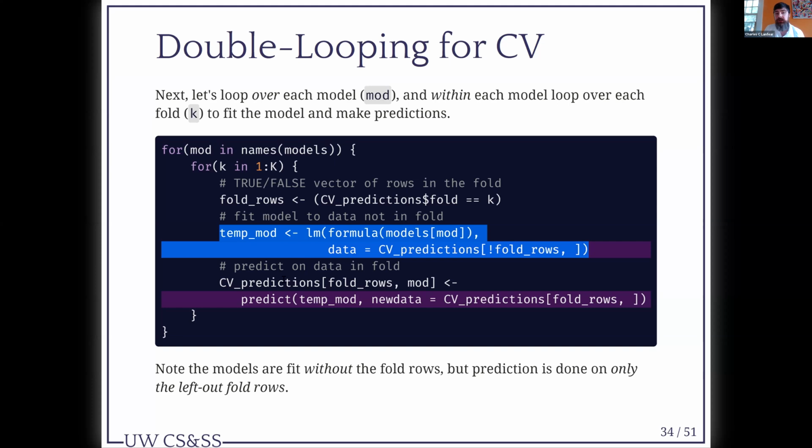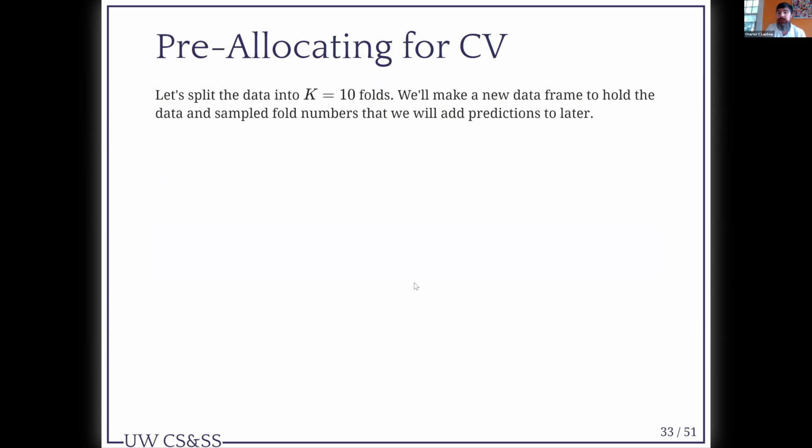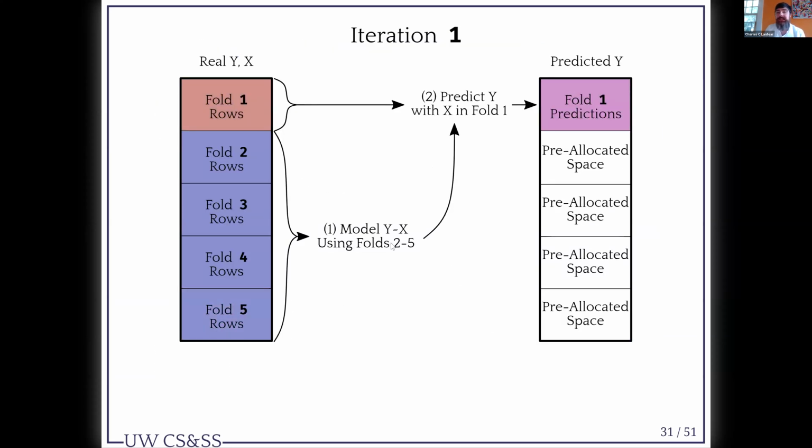Then what I want to do is save to the CV predictions the rows that are in our fold. We're going to predict values for the fold rows for the intercept only model. Okay, so if we remember back in our image here, we are predicting in fold 1. So that's what we're doing. We're going to run this model and save the predictions from it to the fold rows. Okay.